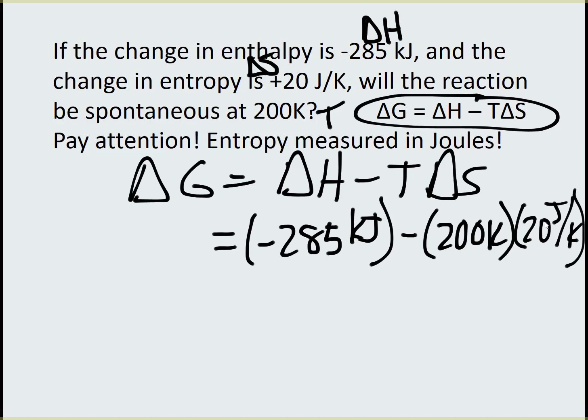Notice, however, that our S is in joules. So you need to watch out for this. So we need to convert this to kilojoules by dividing by 1,000. So that would be 0.020. And let's go ahead and solve this problem now that we're all in kilojoules.